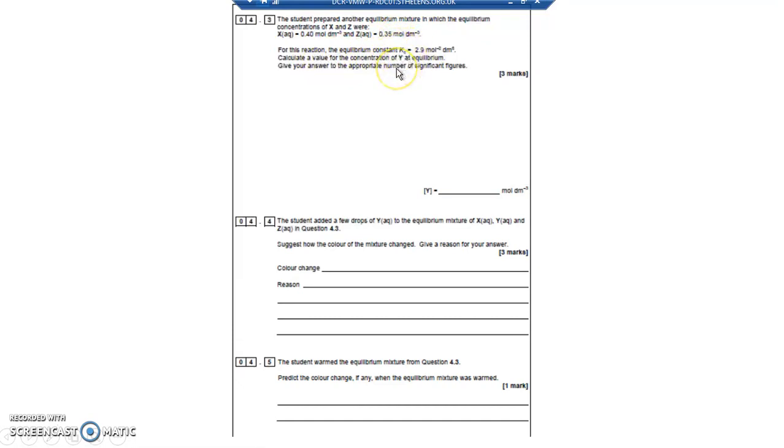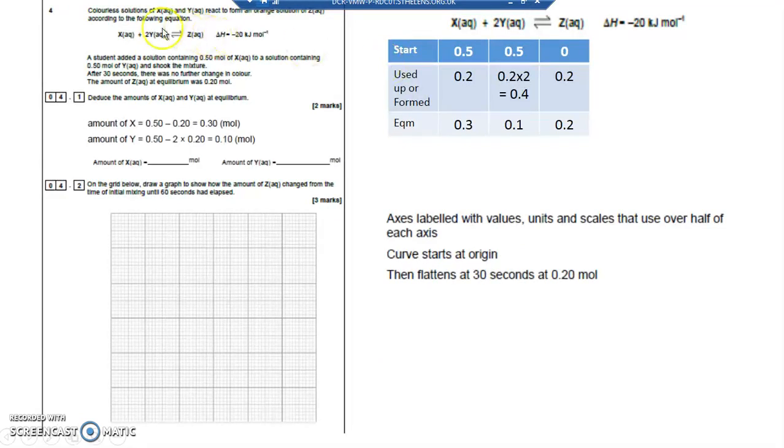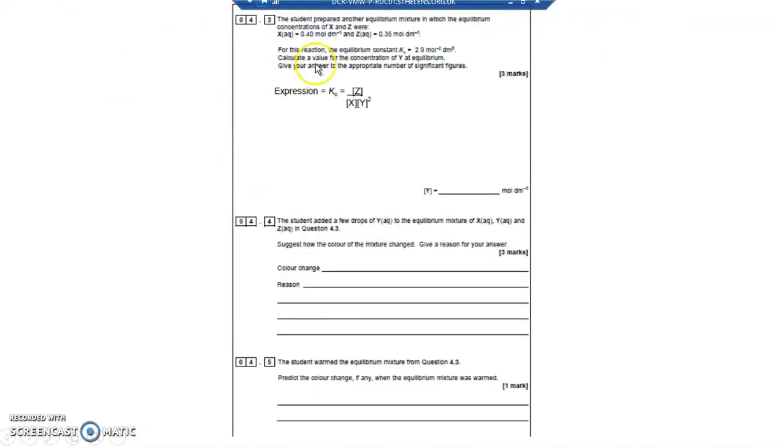If you're given an equilibrium constant, you need to first of all write an expression for the equilibrium. The expression for the equilibrium constant is Kc equals the concentration of Z divided by the concentration of X times the concentration of Y to the power 2. So it's going to look like this. Square brackets mean concentration. Then what you can do is rearrange.